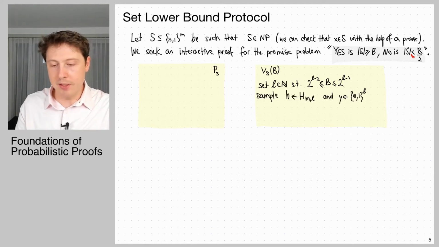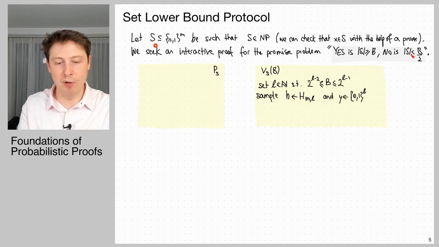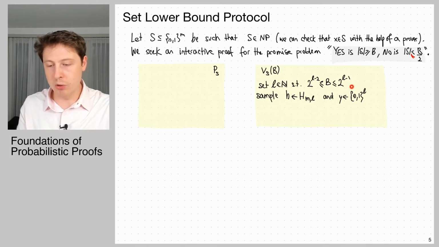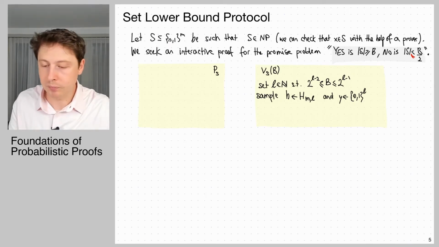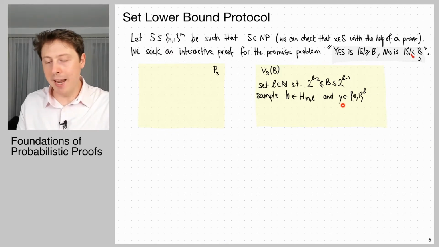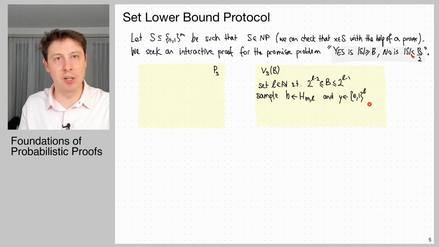And then the verifier is going to sample two objects, a random hash function from H_{M,L}. Again, remember, M is the input size for describing an element from the set, and L is whatever we just chose right now. It's related to the bound. And then it's going to pick a random image of the hash function. So it's a random Y, in the codomain {0,1}^L.